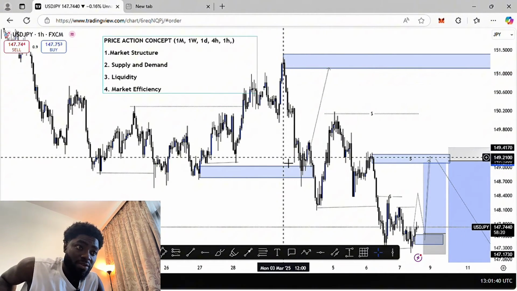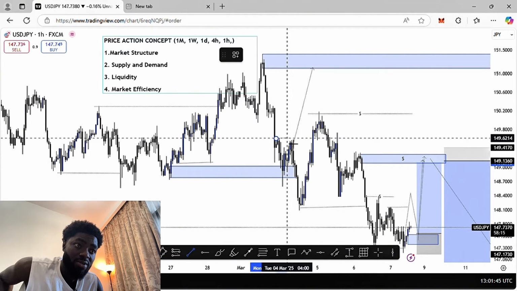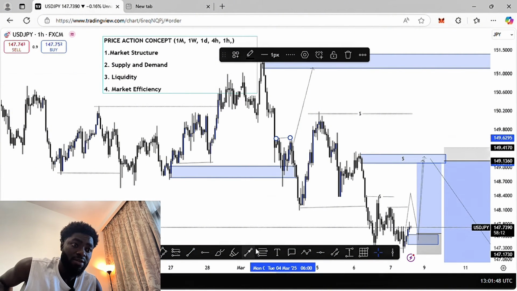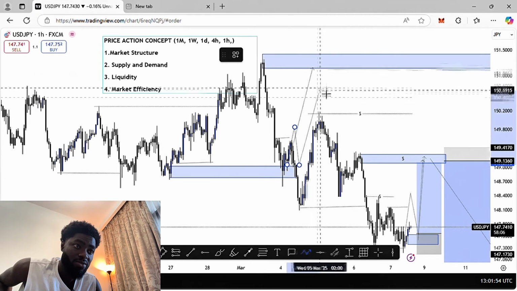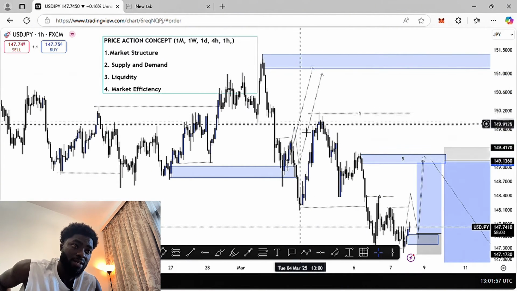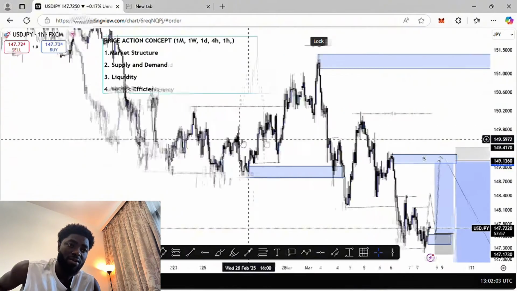So if price was able to at least clear this little high here and form like this, that one would have given you a confirmation to actually buy to this zone. But that didn't happen. So all that you have to do is just sit on your hands and don't force trades.